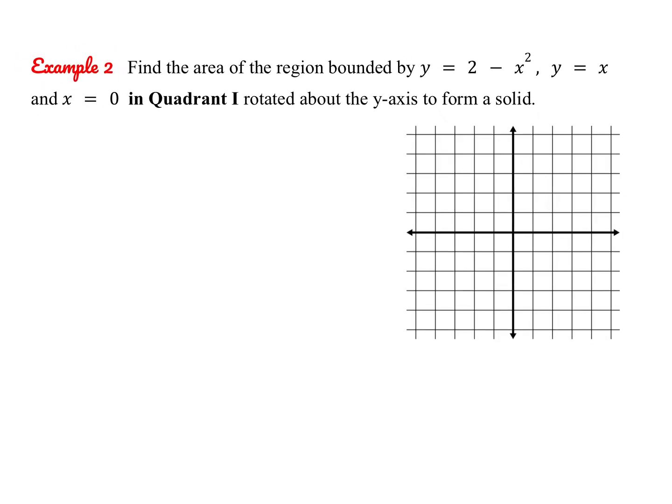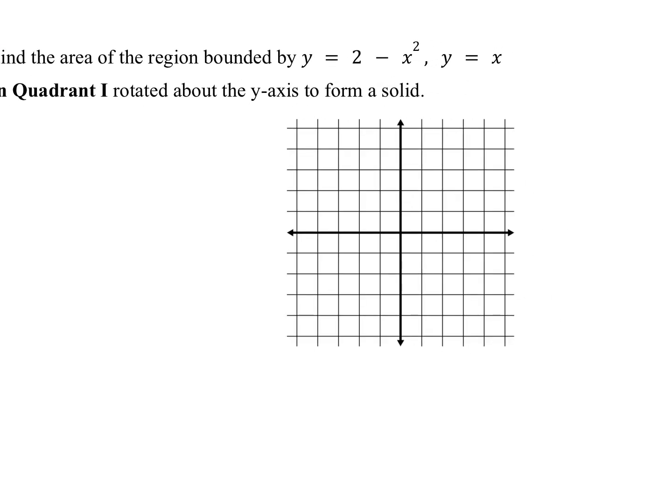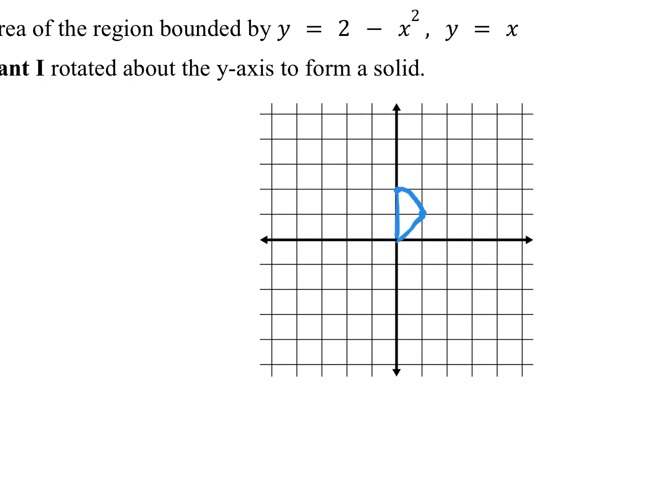So we have a region bounded by 2 minus x squared, y equals x, and x equals 0 in quadrant 1. So I'm just going to stick in quadrant 1. Here's the start of my 2 minus x squared. I know it's going to go down like this, but then I also have y equals x like this, and here's x equals 0. And again, it's in quadrant 1. And this one we are also rotating about the y-axis to form a solid. So for this one, the rotation would look kind of like this. There you go. It actually looks like an ice cream cone when you rotate it around.